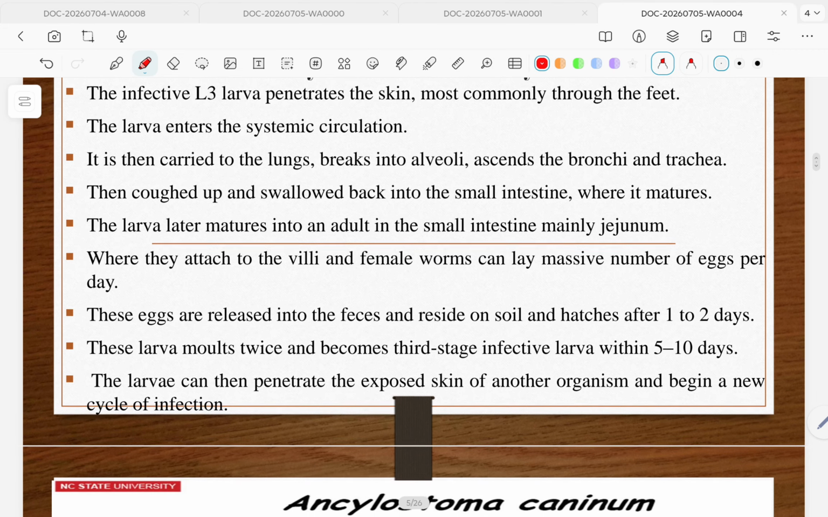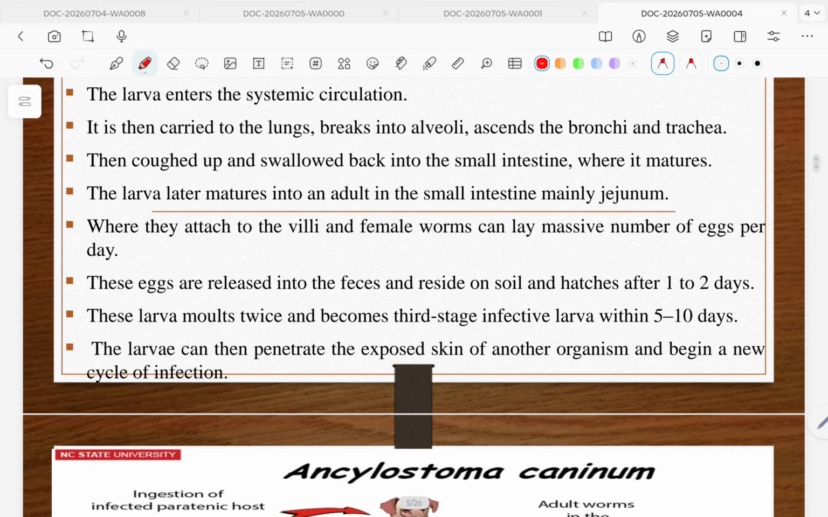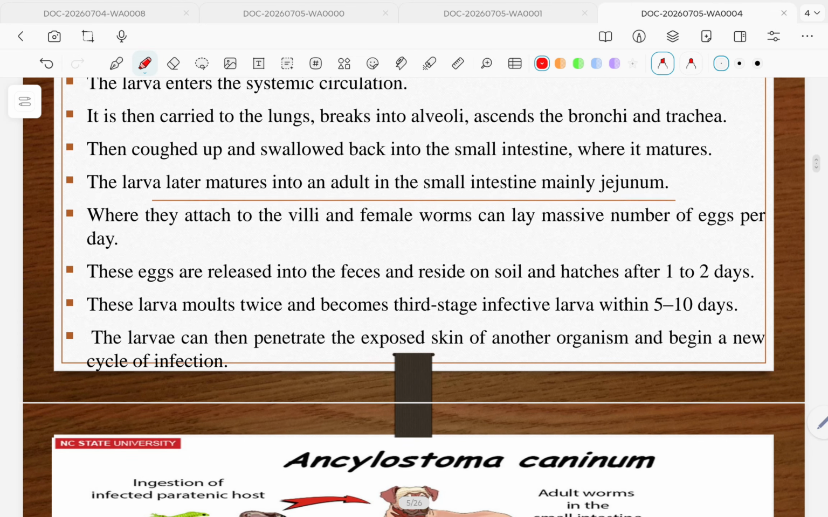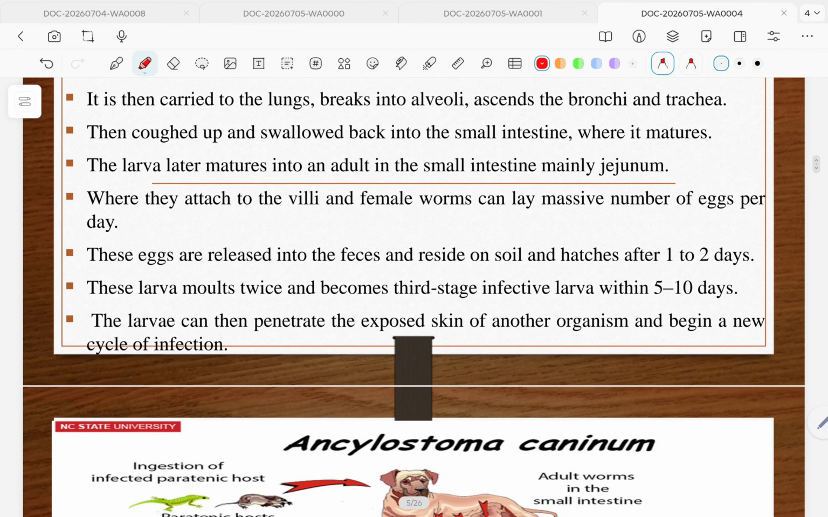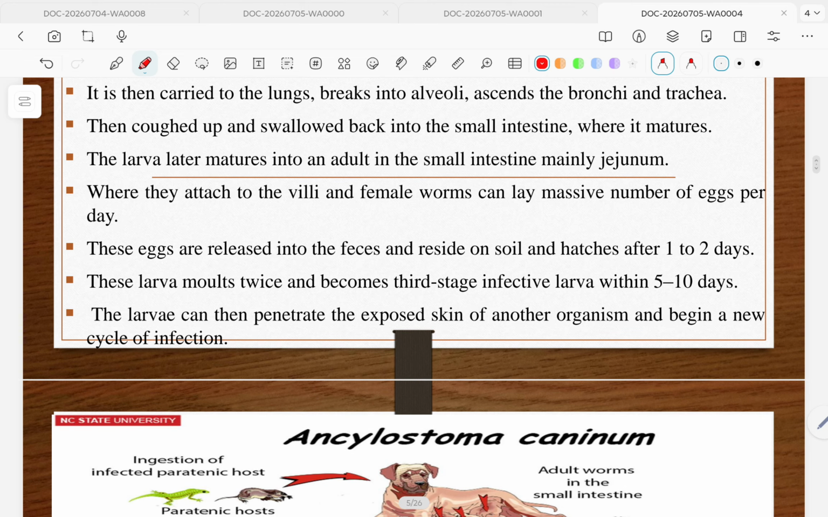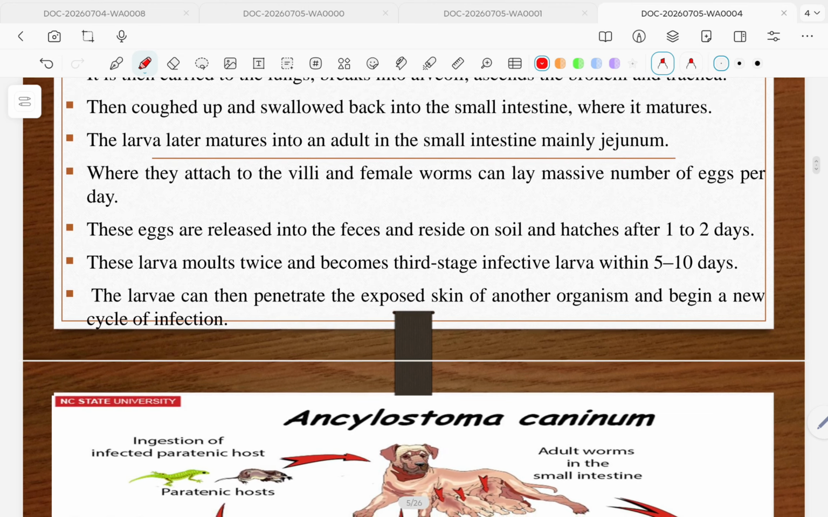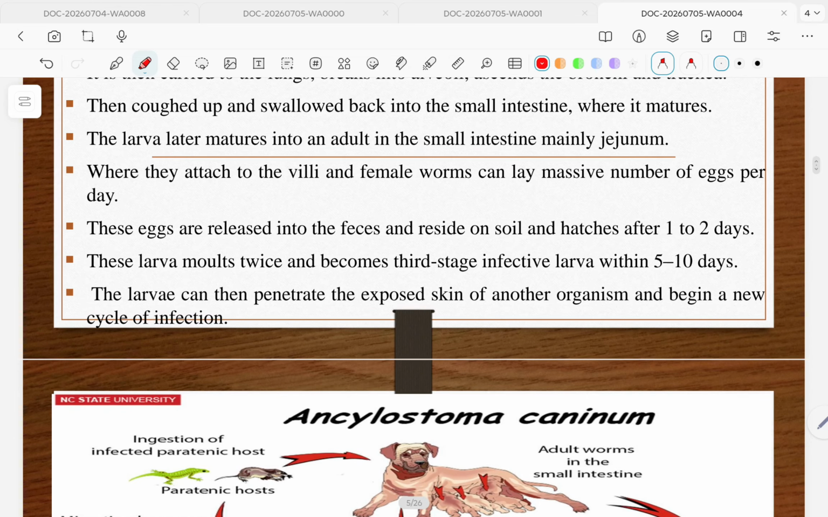The larvae later mature into adults in the small intestine, mainly the jejunum, where they attach to the villi, and the female worm can lay a massive number of eggs per day. These eggs are released into the feces, reside on soil, and hatch after 1 to 2 days.